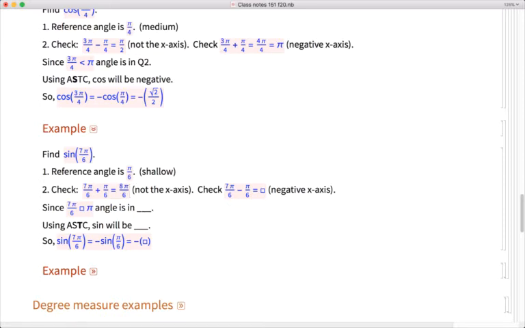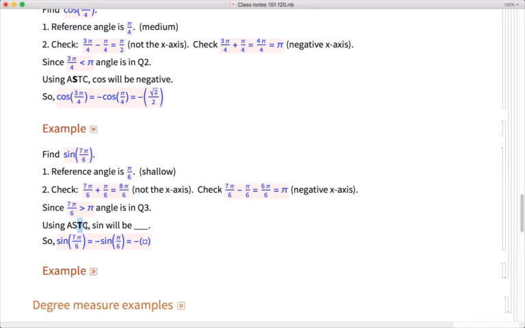So when we add, we get 8 pi over 6, and that's not a multiple of pi, so it's not on the x-axis. When we subtract, we get 6 pi over 6, and once again, that's the negative x-axis. So this angle is close to the negative x-axis. This angle is actually bigger than pi, though. So this angle has swept past pi and gone down into quadrant 3. So that's how we figure out what quadrant we're in.